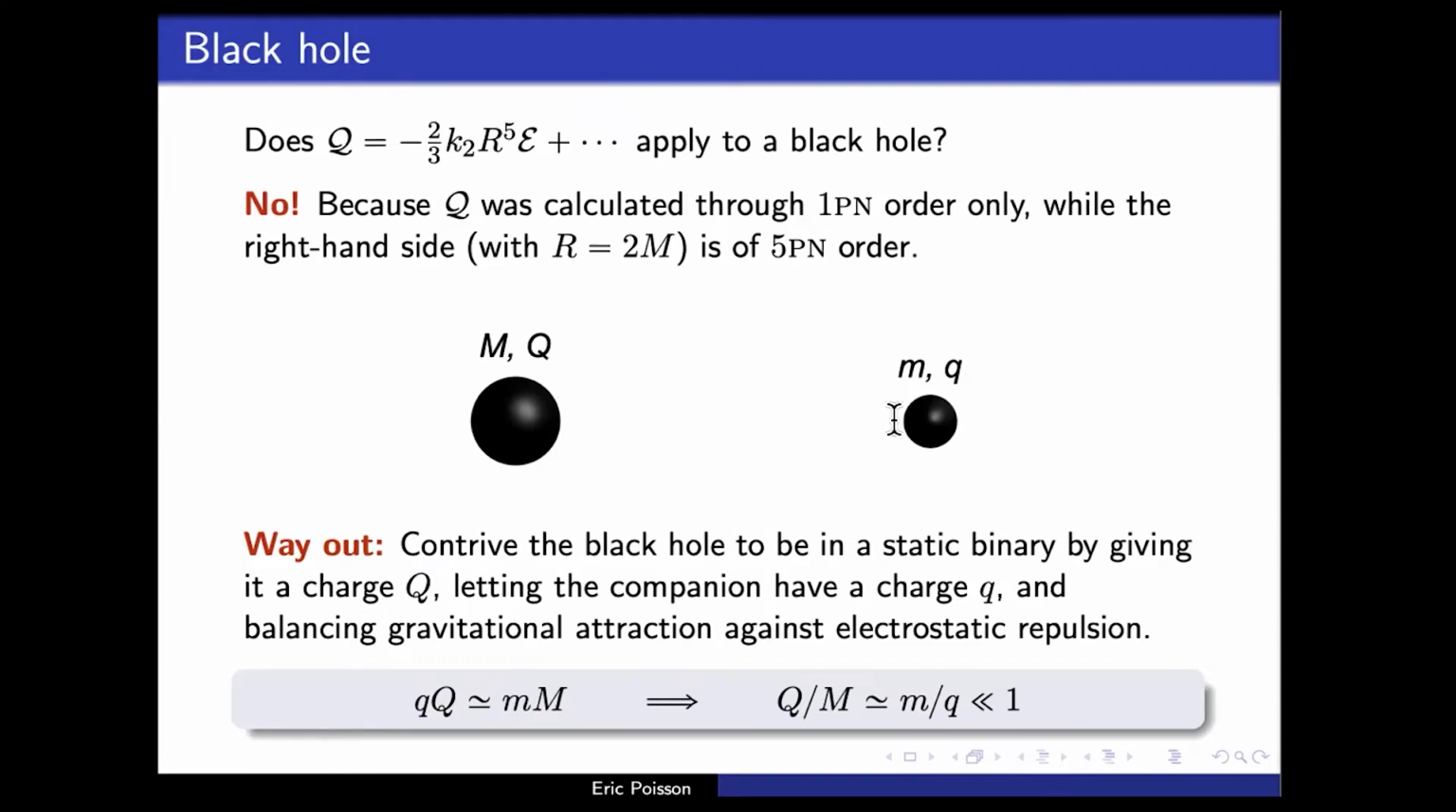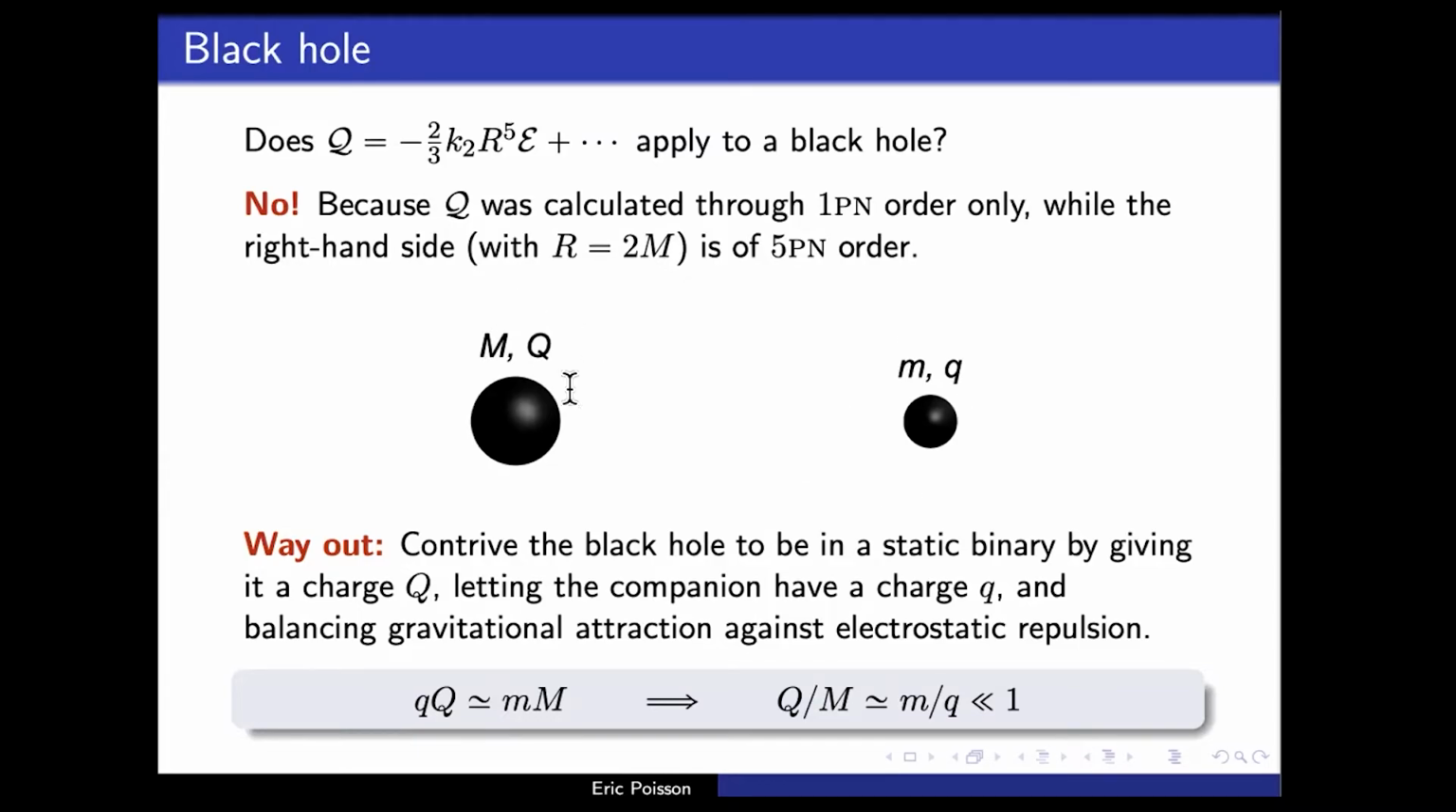Now, the price for that, of course, is the addition of charge, but keep in mind that the amount of charge I add to the black hole here can be really small. It's just that I need to compensate for this by giving that body a huge amount of charge, and that means that this companion here cannot be a black hole, because Q over M for that body is going to be huge, so it cannot be a black hole.